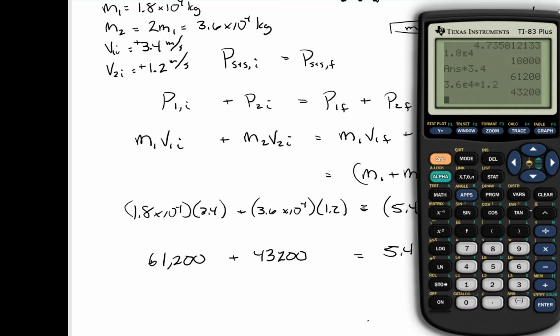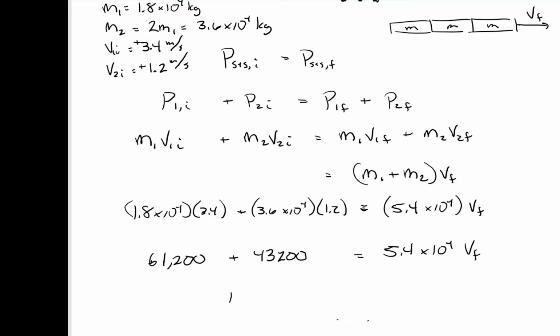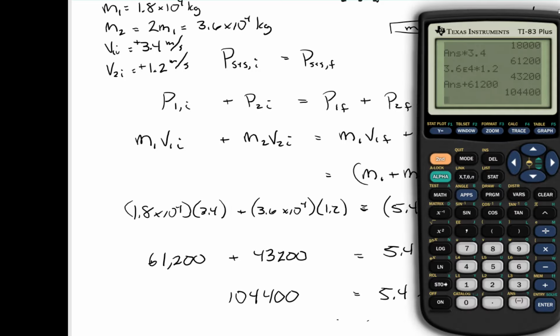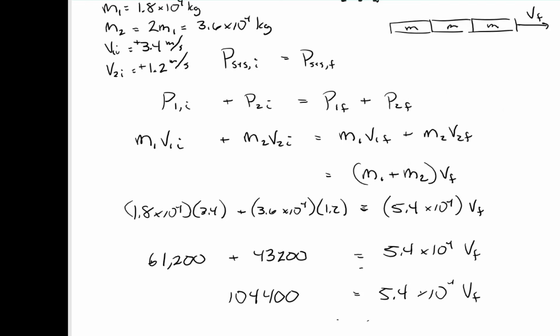And we add those two momentums together. Let's add 61,200 and 43,200 for a total momentum of 104,400. And lastly, I'm going to take that value and divide it by 5.4 second e to the 4, which is the total mass, and I get a velocity of 1.93. The final is a positive value, which I expect, 1.93 meters per second.